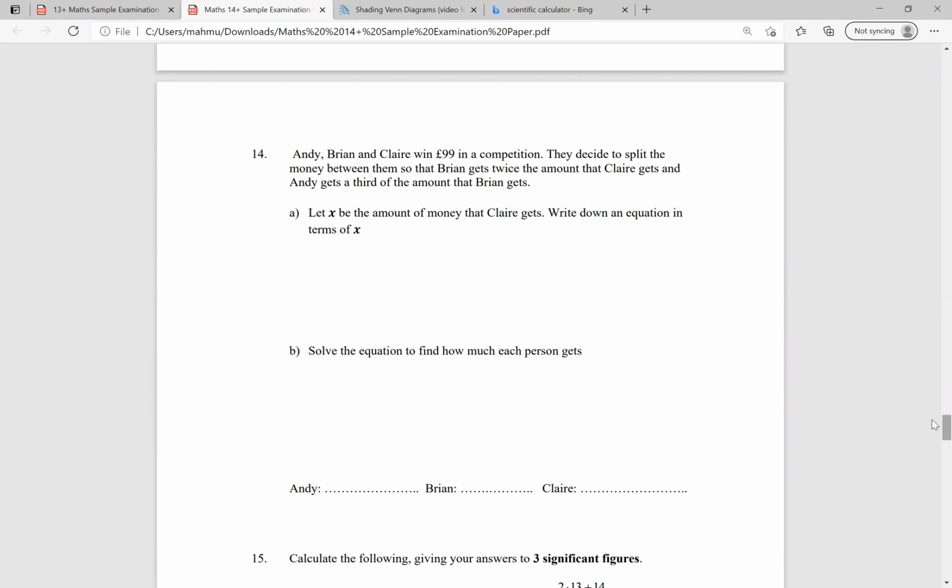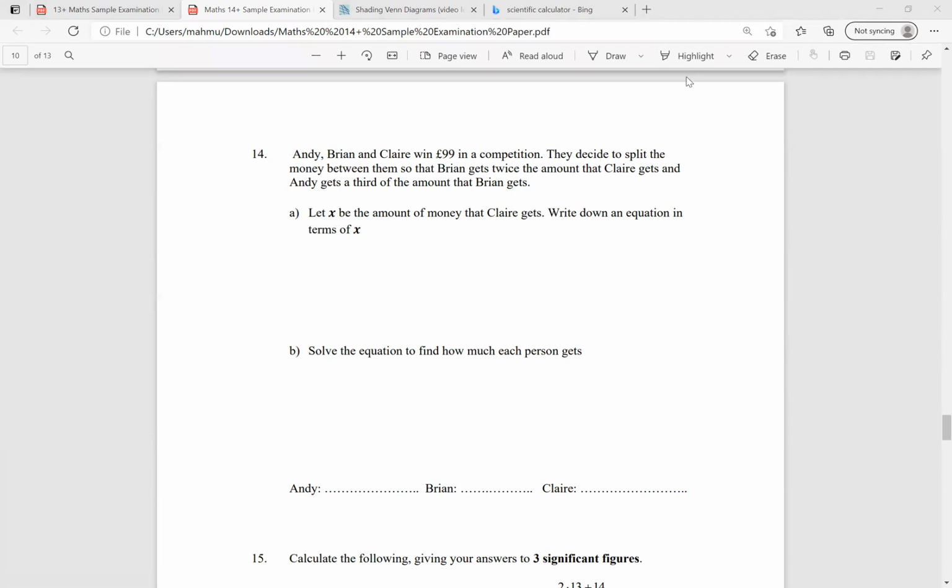It's this one. Andy, Brian, and Claire win 99 pounds in a competition. They decide to split the money between them so that Brian gets twice the amount that Claire gets, and Andy gets a third of the amount that Brian gets, and they should equal 99. I did that for you once and sent it to you, didn't I? So I gave you the answer for that once. This is how you should do it. Let's do it for you.